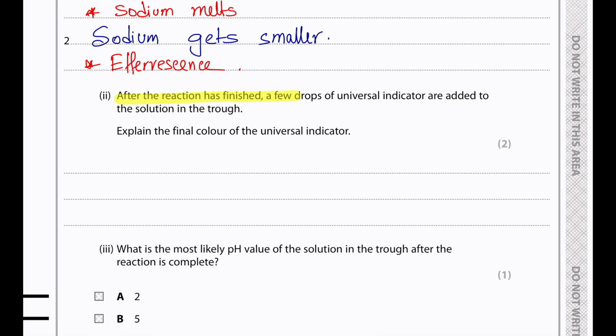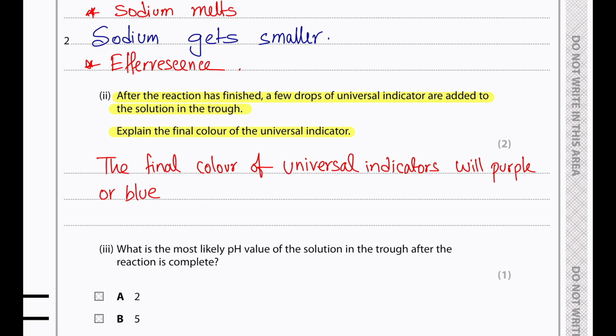After the reaction has finished, a few drops of universal indicator are added to the solution in the trough. Explain the color of the universal indicator. The universal indicator's color will be purple or blue because the solution becomes alkaline due to the presence of sodium hydroxide.